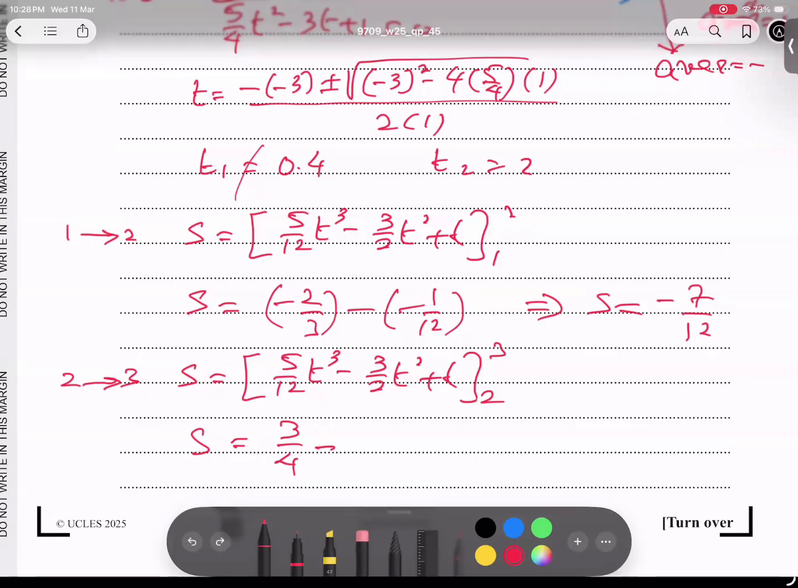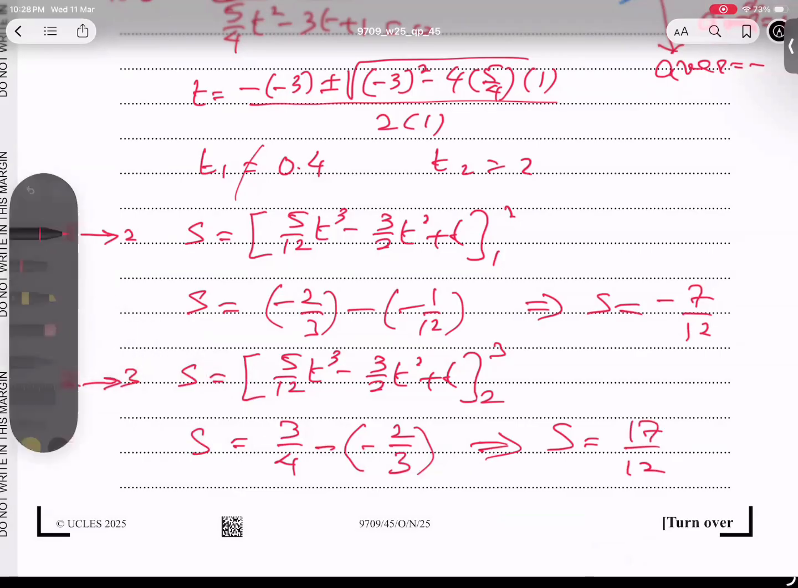And now I plug in the other one. 5 divided by 12 into 8 minus 3 divided by 2 into 4 and plus 2. So this answer turns out to be negative 2 by 3. And 3 divided by 4 plus 2 divided by 3, this answer is coming positive 17 by 12.